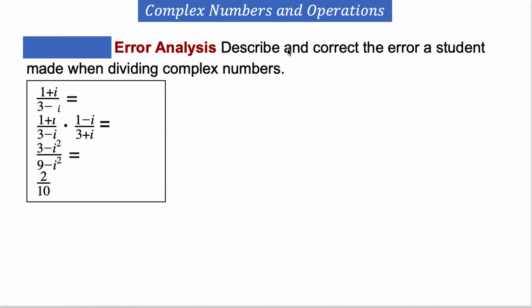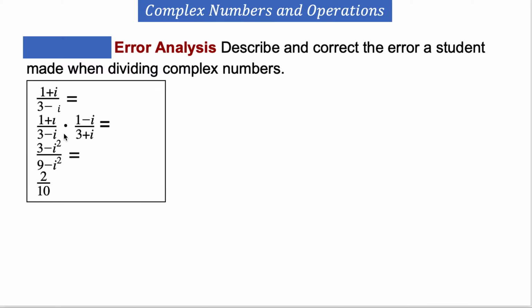Error analysis. Describe and correct the error a student made when dividing complex numbers. The question here is (1 + i) divided by (3 − i). Whenever we have a division of complex numbers and we want to rationalize, we have to multiply by the conjugate.